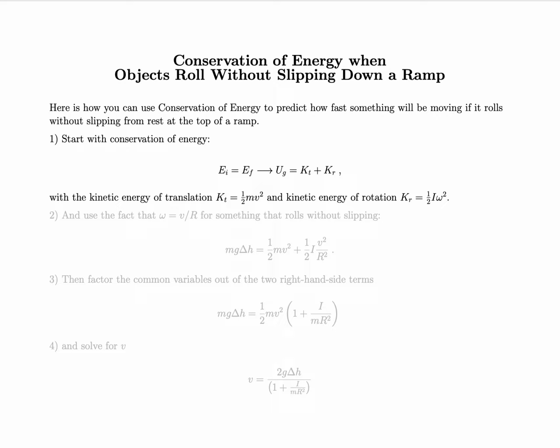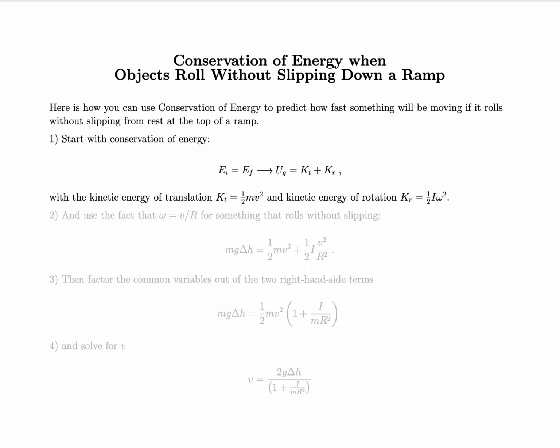So the translational kinetic energy is the usual 1/2 mv squared. m is the mass of the object and v is how fast it's moving. And the kinetic energy of rotation is 1/2 I omega squared, where omega is how fast the object is rotating in radians per second, and I is the object's moment of inertia, a thing that depends on an object's size and shape, as you'll learn by reading the book and also by doing this lab.